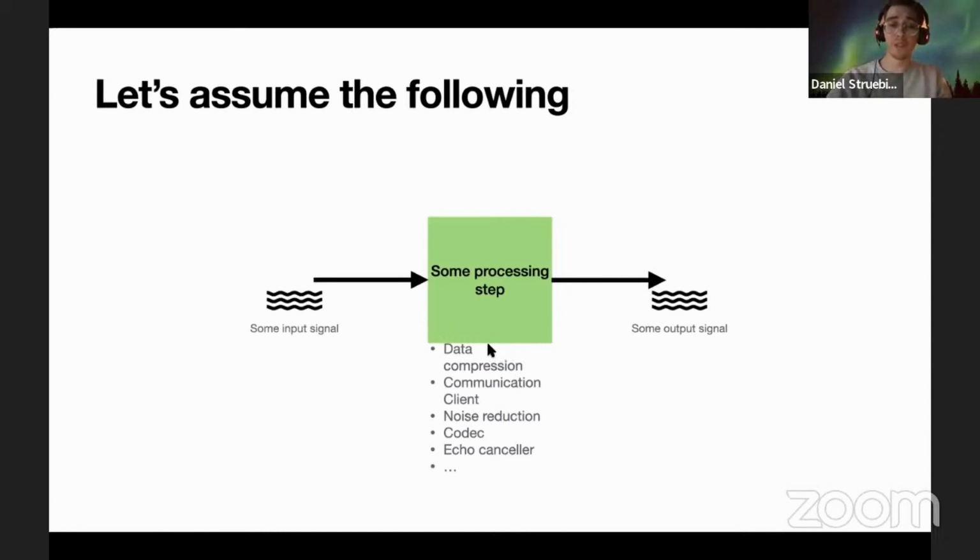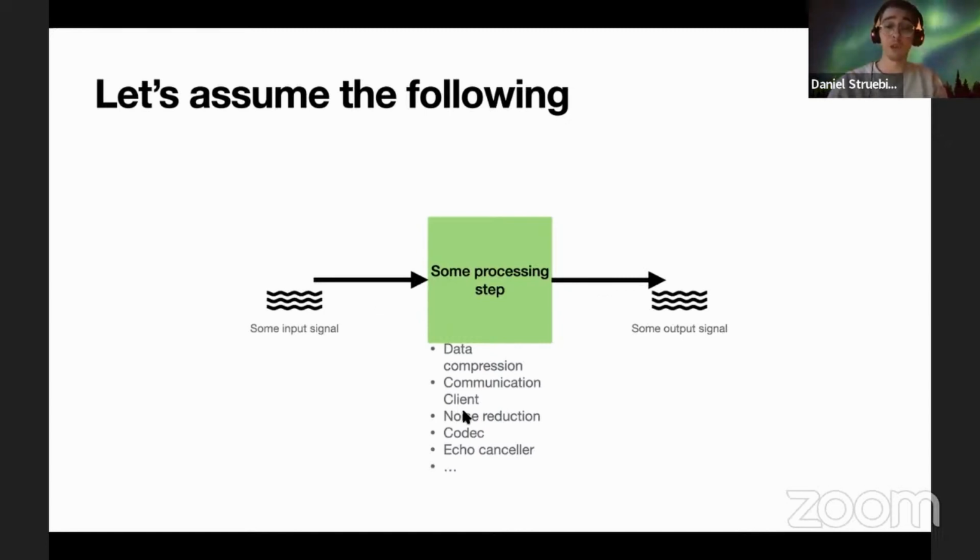So in this processing step, I've listed a couple of things that could happen, that I'm personally very much concerned with, and everyone else who works in the communication industry and on that type of signal processing is heavily involved with. It could be any type of data compression. You could be working on a communication client, such as the one we're using right now, such as Zoom. Could also be Microsoft Teams or WebEx or any other communication client here.